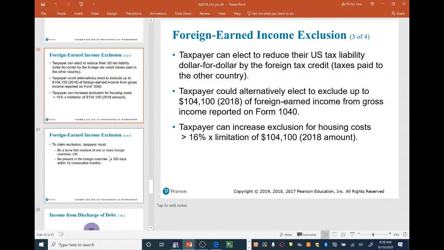The exclusion must be prorated if the taxpayer is not a resident of one or more foreign countries for the entire tax year or 330 days during 12 consecutive months. So you really have to spend a lot of time in another country for this to even be relevant. Deductions directly attributable to the excluded foreign income are disallowed. Okay, an additional exclusion is going to be available for certain living expenses in excess of the governmental standard.